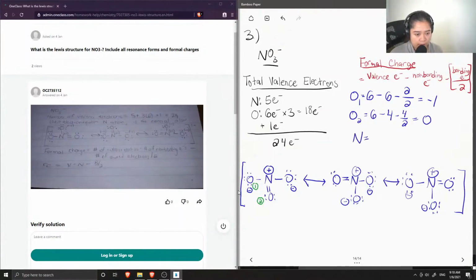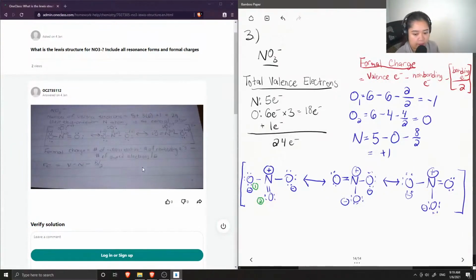Now let's do it for the nitrogen. Nitrogen has 5 valence electrons. It has no lone pairs, so for non-bonding electrons I'm going to write 0. And for the number of electrons participating in the bond, there are 4 bonds, so there are 8 bonding electrons. And this is how the nitrogen has a +1 formal charge.